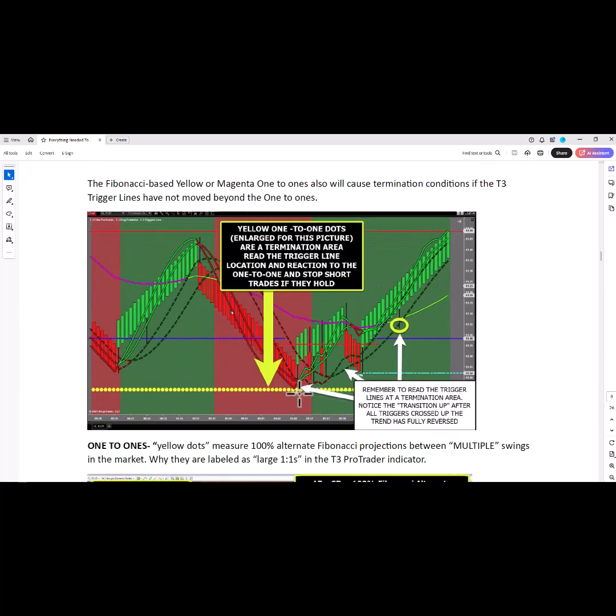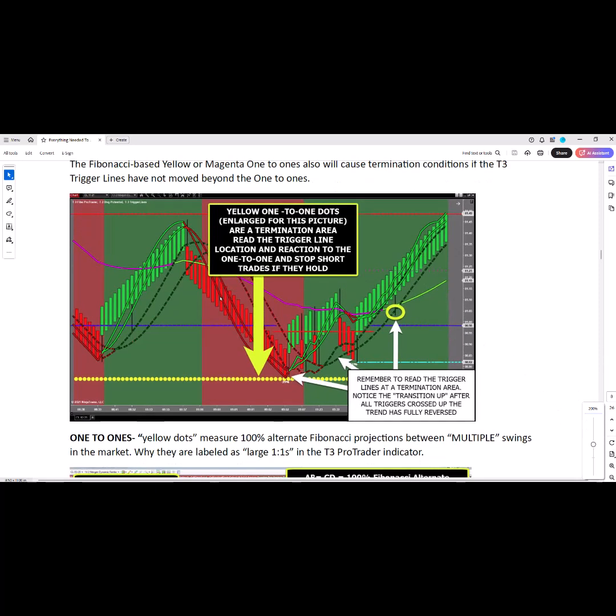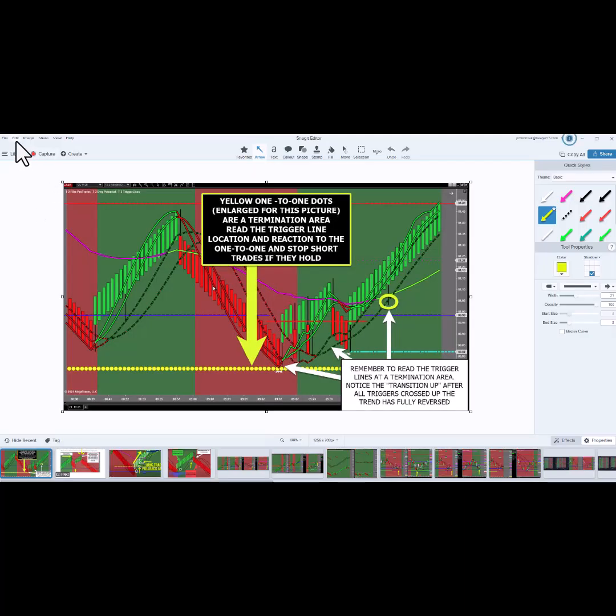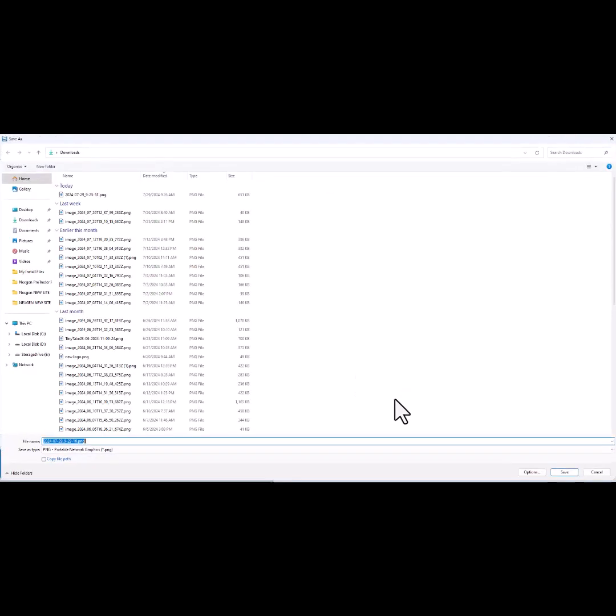As you guys know, one-to-ones are also a very powerful termination condition for us. The bigger the chart, usually one-to-ones, I'd like to say that they catch the overrun of a Fibonacci break. They do that a lot. But again, everything that we do is predicated on one simple concept. Where are the trigger lines at the time when price touches? When price touches the one-to-ones, what are the triggers doing?